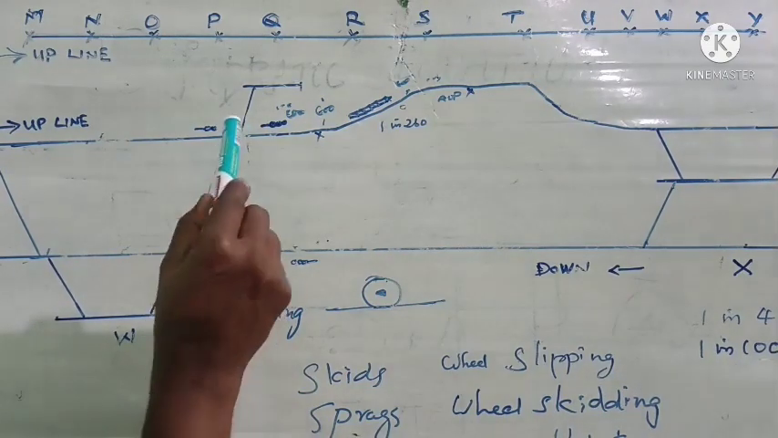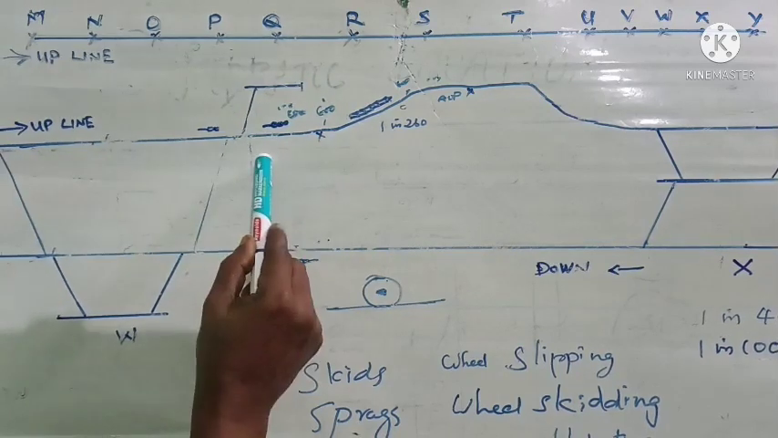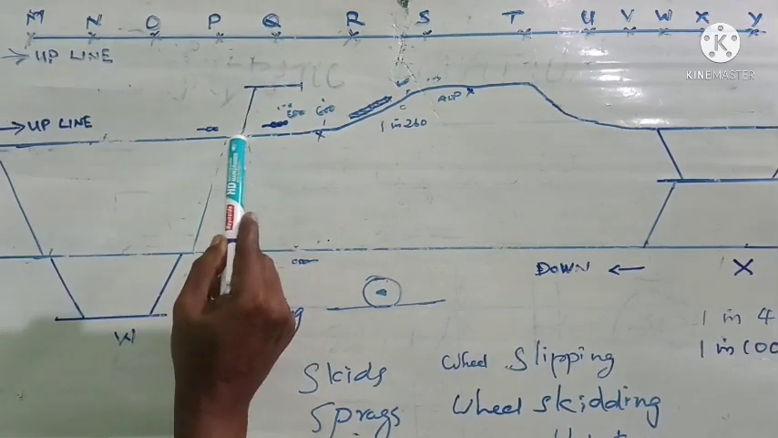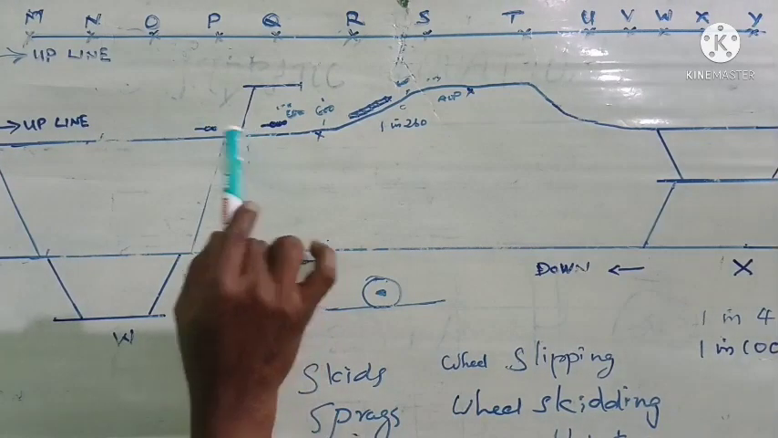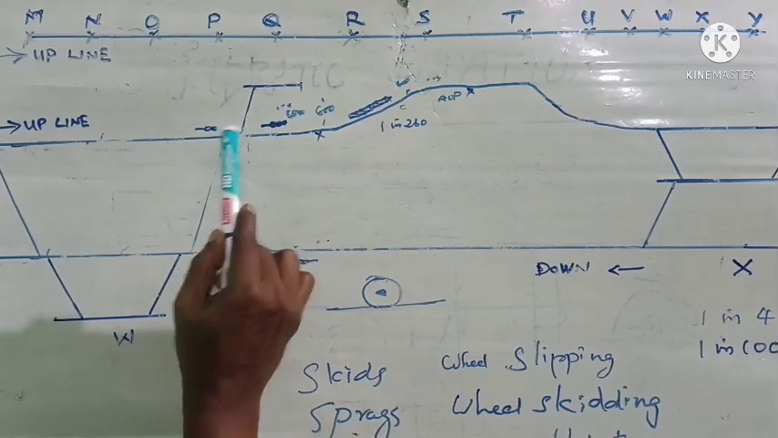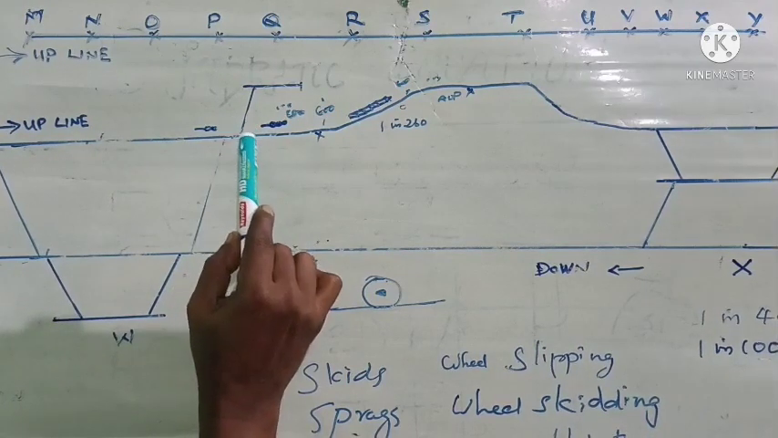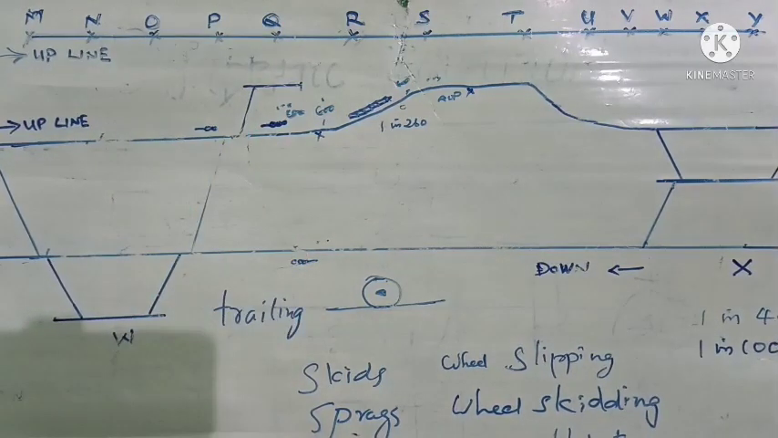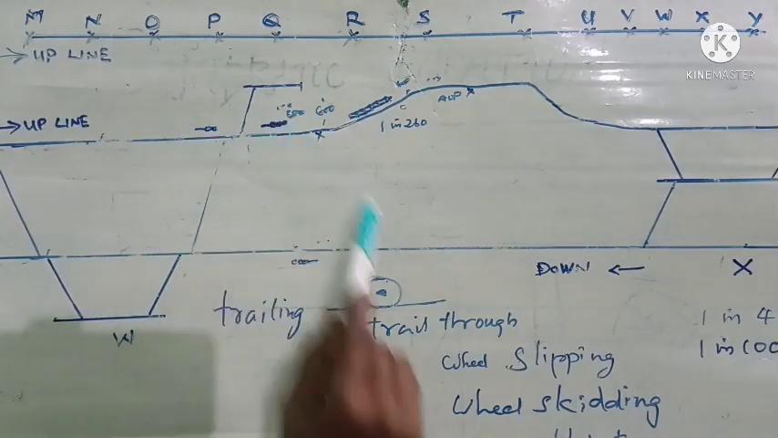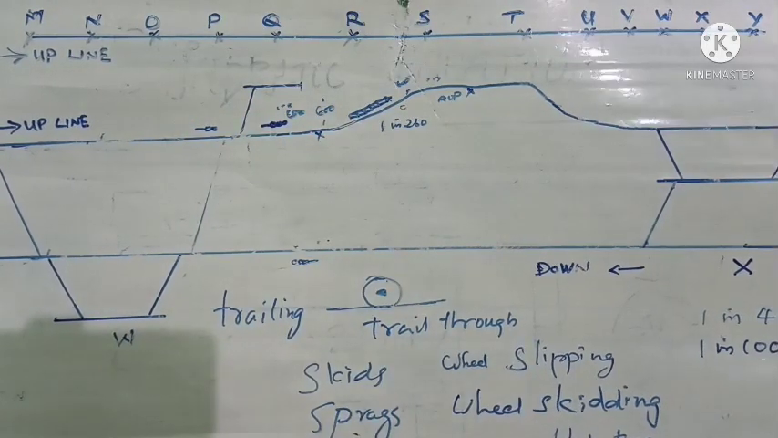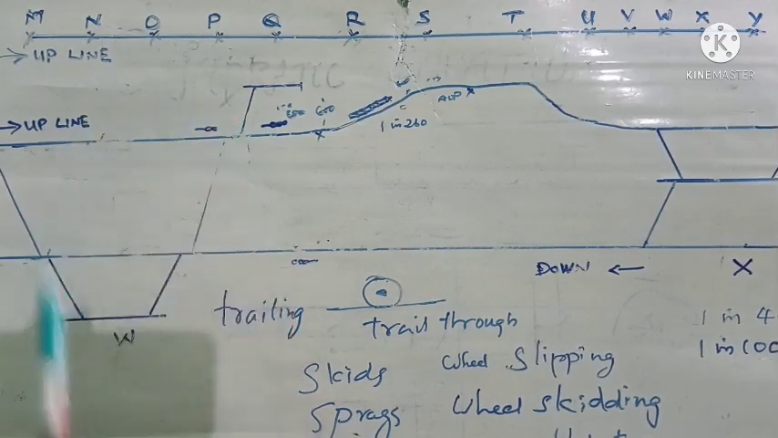Now suppose this point leading to this siding is not set favorable for this train, means when the train is moving here it will damage this point. Anyhow, the train will not derail because there is only one path from here, so this train will move towards this direction, but it will damage the points here. Here the train will not derail, but the point will be damaged, and this kind of accident is called trail through accident. The loco pilot understands that the train has trailed through the point.